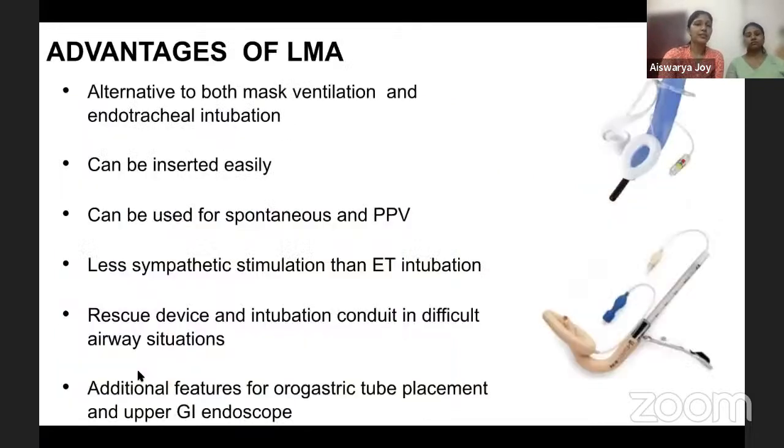These are the advantages of LMA. It's an alternative to both mask ventilation and endotracheal intubation. It can be inserted easily, can be used for spontaneous and positive pressure ventilation, and causes less sympathetic stimulation than endotracheal intubation. It's a rescue device and intubation conduit in difficult airway situations. Additional features for orogastric tube placement and upper GI endoscopy are present.